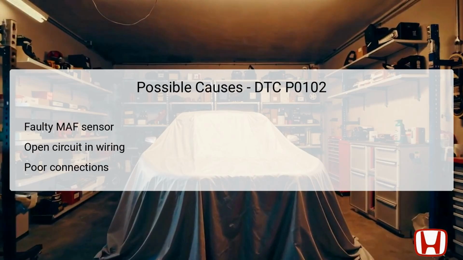Poor connections at the MAF or IAT sensor, or even at the engine control module, ECM, can lead to inconsistent readings, triggering this DTC. Diagnosing these possible issues requires careful inspection and testing of the surrounding circuitry. Proper understanding of these causes can streamline the troubleshooting process.